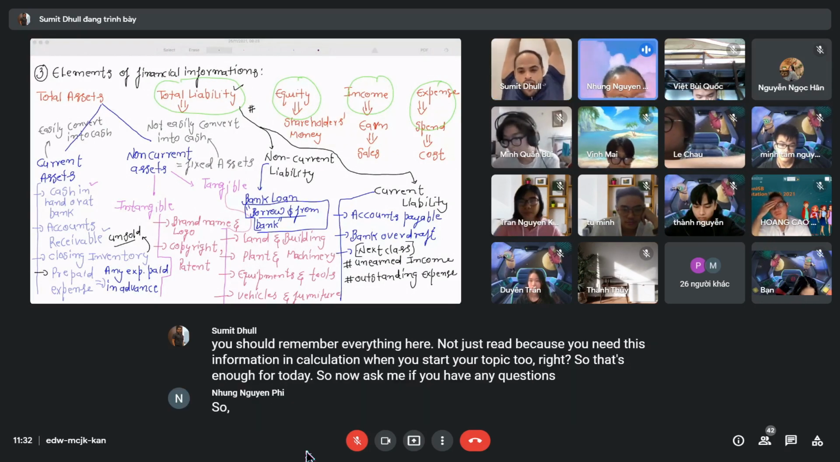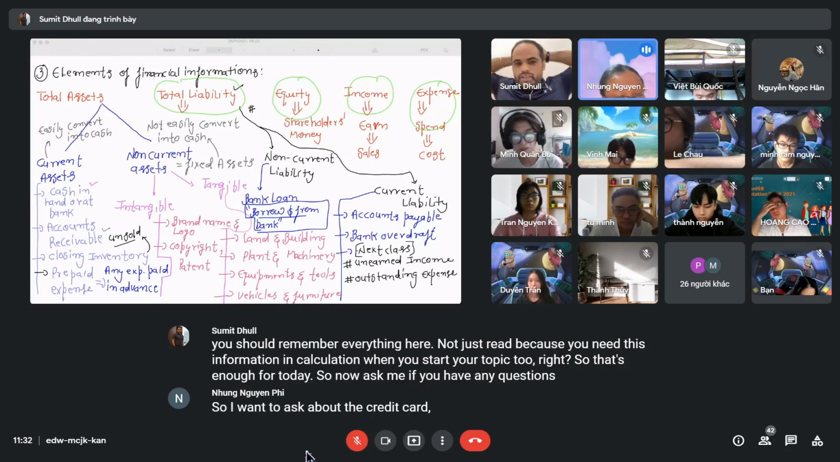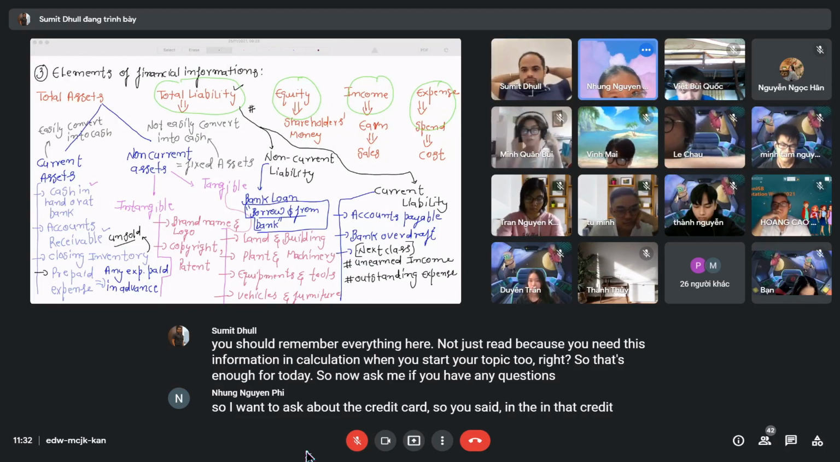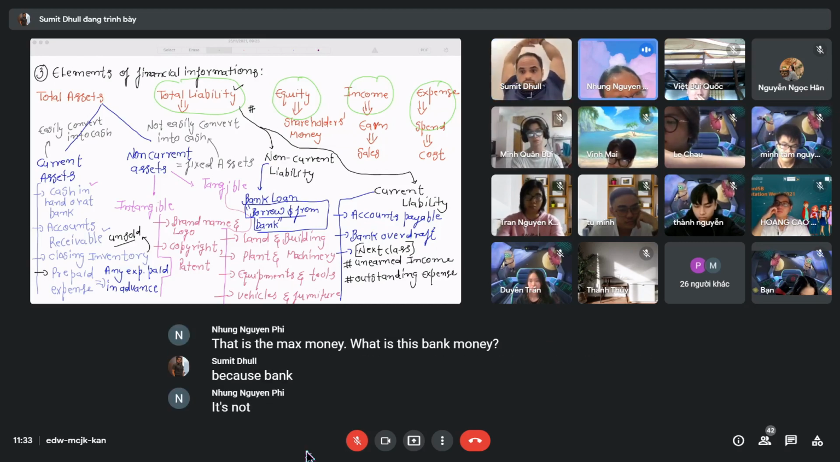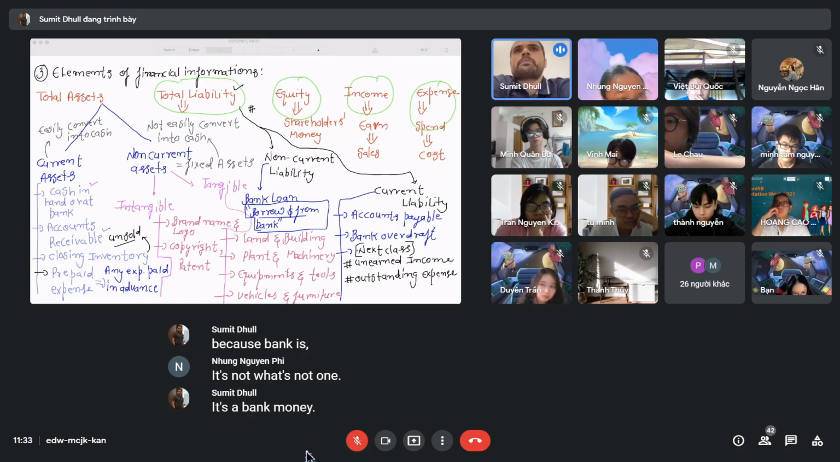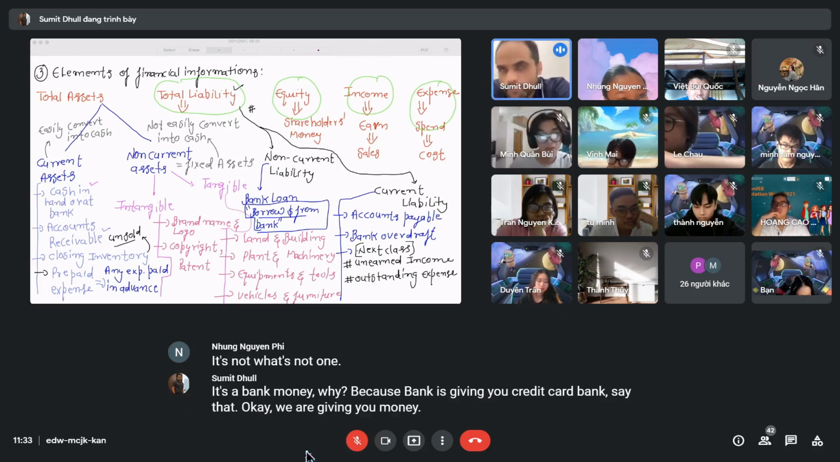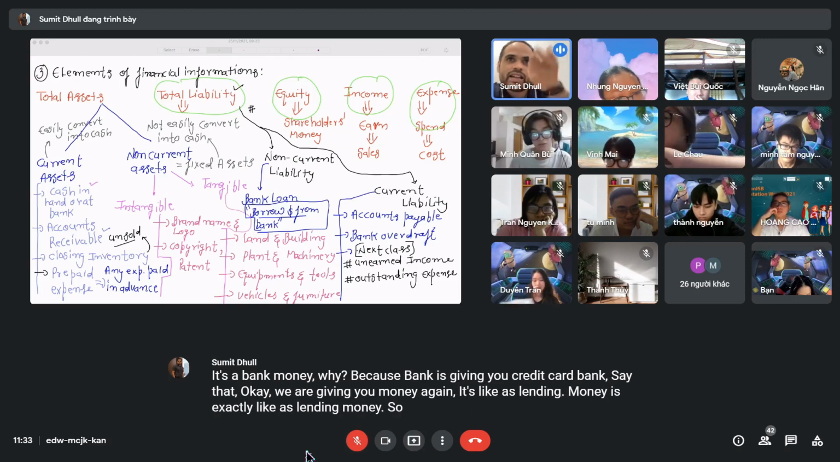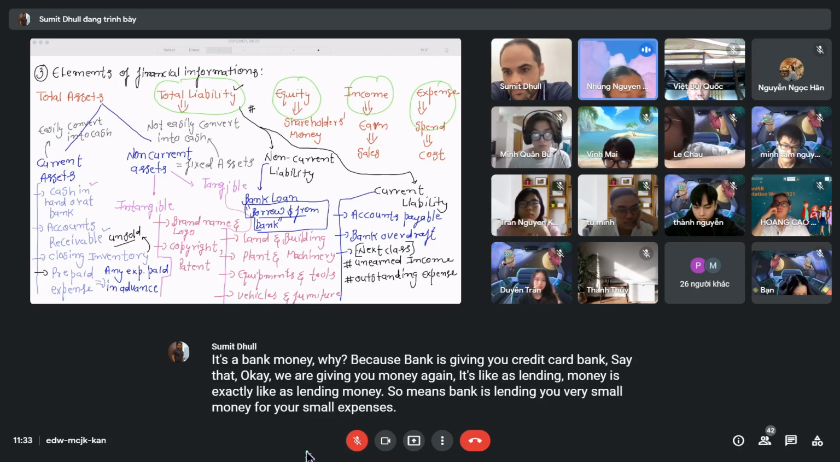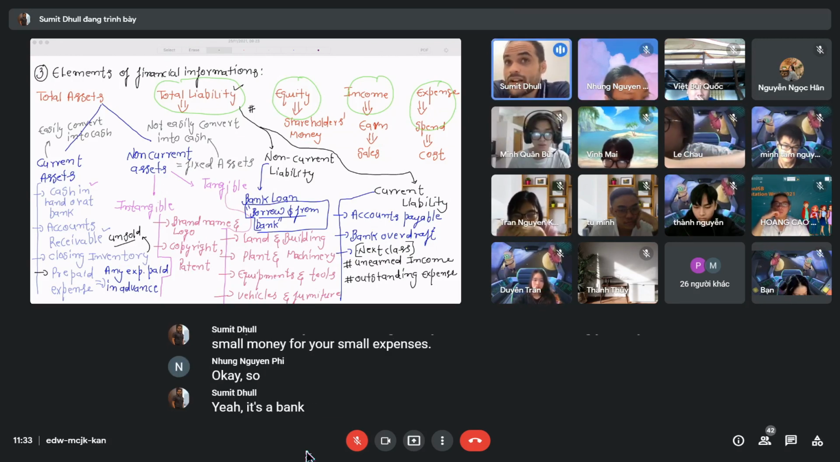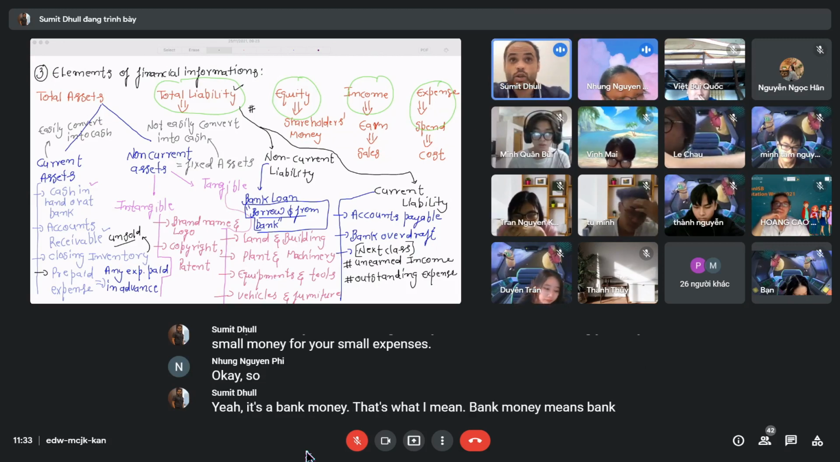So I want to ask about the credit card. You said that the credit card is the bank's money. Why is this the bank's money? Because the bank is giving you the credit card. The bank says, okay, we are giving you money. It's exactly like lending money. So the bank is lending you a very small amount for your small expenses. So yes, it's bank money. Bank money means the bank is lending you money. This is not your money.